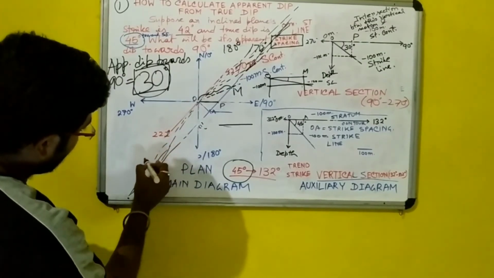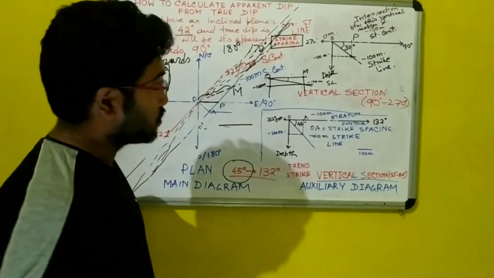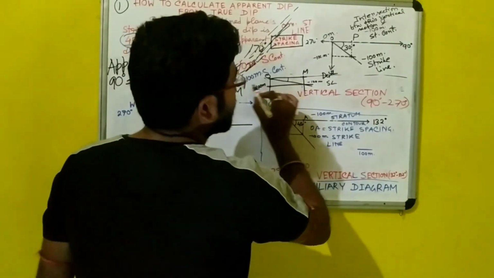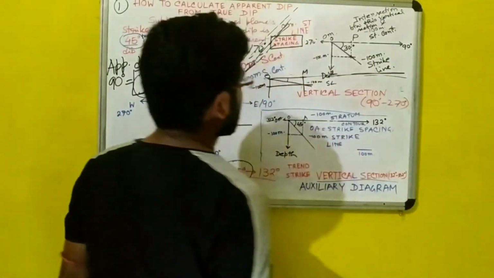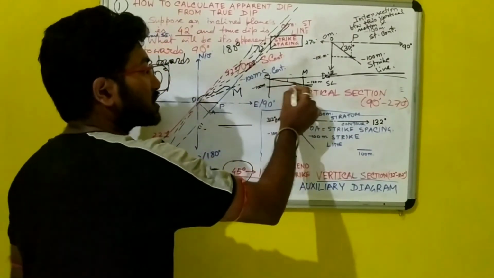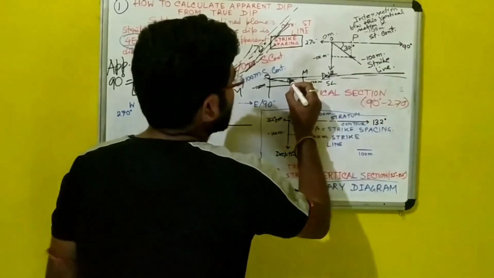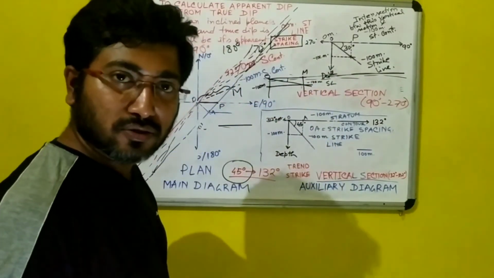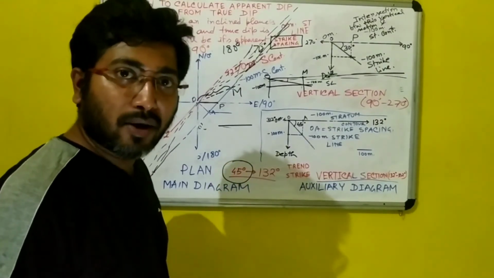And in this way, along this line, it will be infinite. So when the strike spacing is infinite, it will never cause any intersection with any level, because infinite means parallel, then the angle is 0. So that is why on the strike line the apparent dip amount is 0.